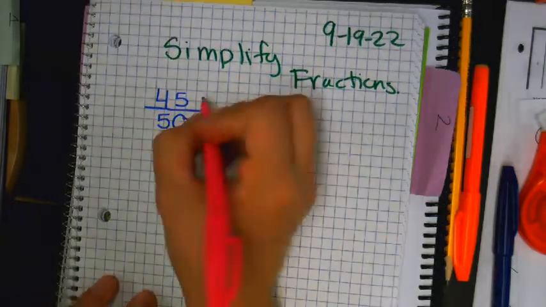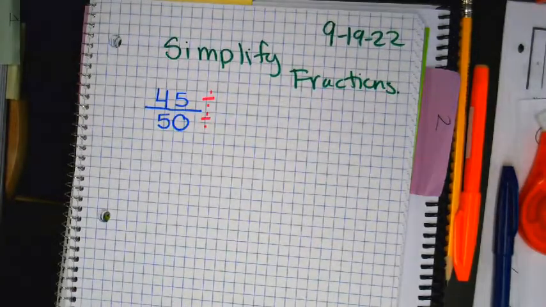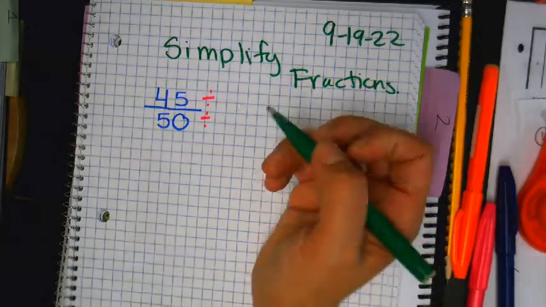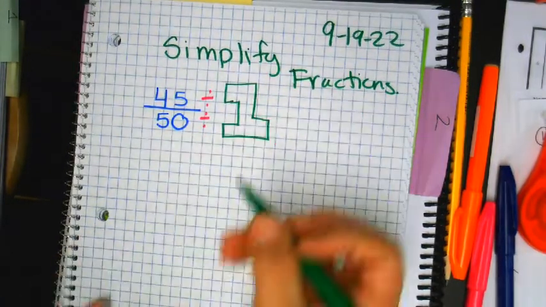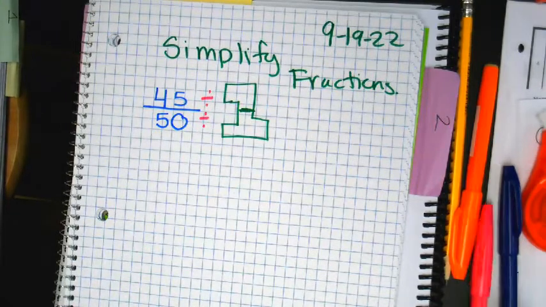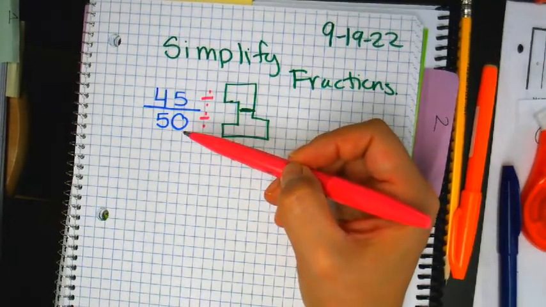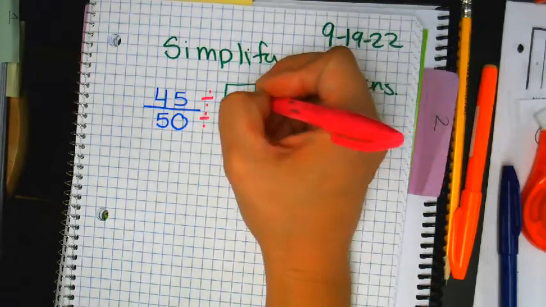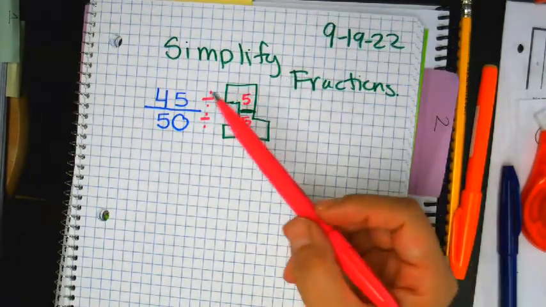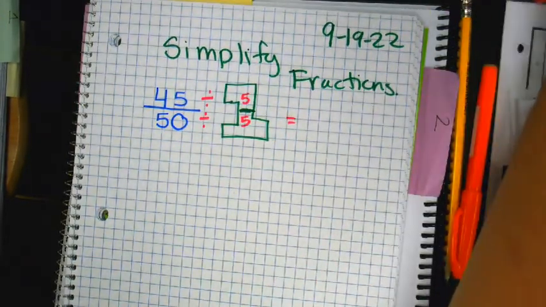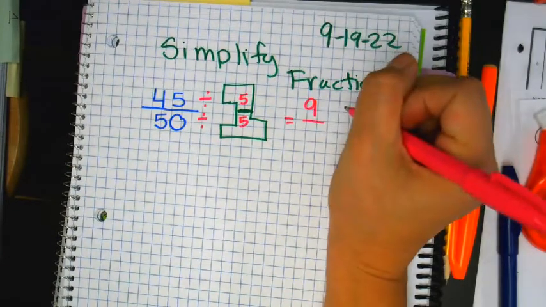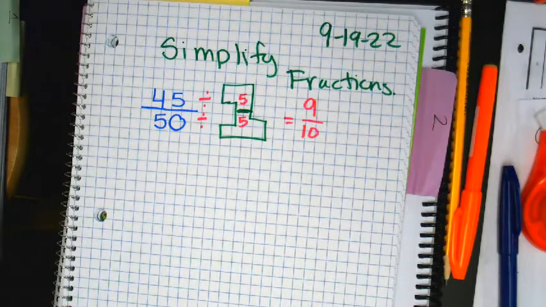Dividing. You're going to be dividing. But the key is, what number are you going to be dividing by? 5. That's where the giant 1 comes in. I'm only doing the giant 1 for the first problem. What can you divide the top and the bottom by? What number works? 5. So we're going to divide the top and the bottom by 5. What's 45 divided by 5? 9. What's 50 divided by 5? 10. And that's it.